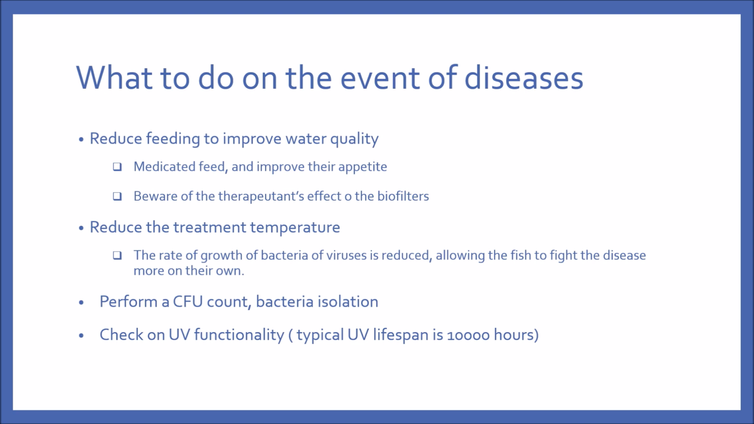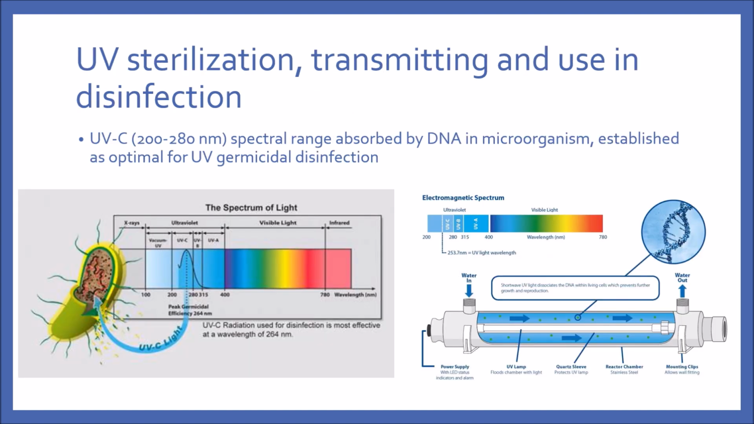Check on your UV functionality. The typical UV light lifespan is about 10,000 hours, which equates to about 10 months. In any recirculating system, there will be a UV process embedded in the system. The UV destroys the DNA of any pathogen, regardless of bacterial or viral origin. The UV that is utilized in the reactors is called UVC, and it has a spectrum of 200 to 280 nanometers.